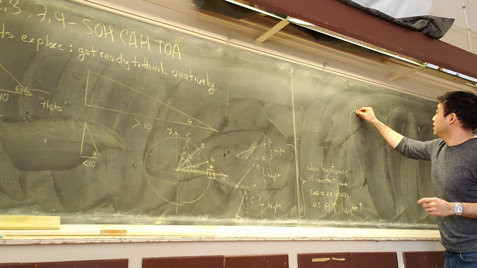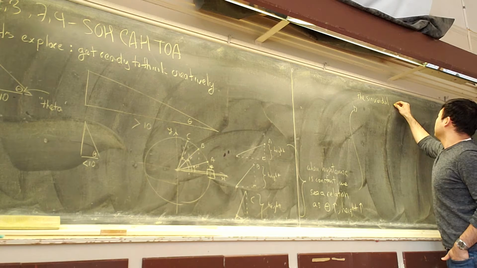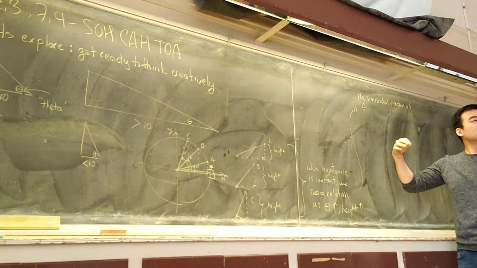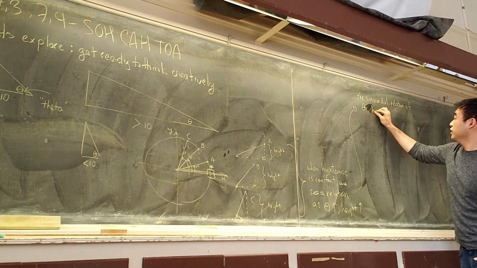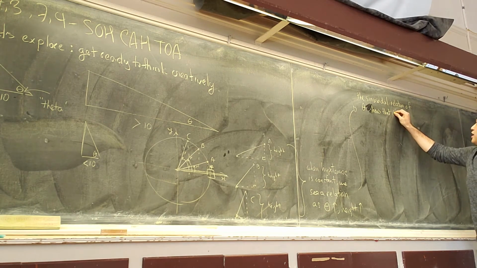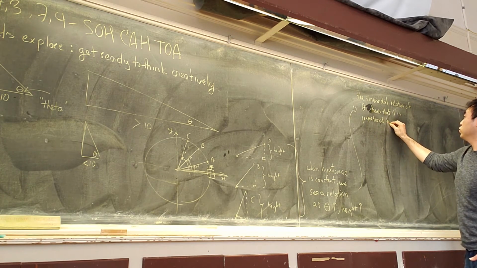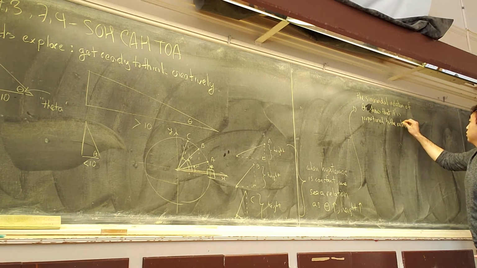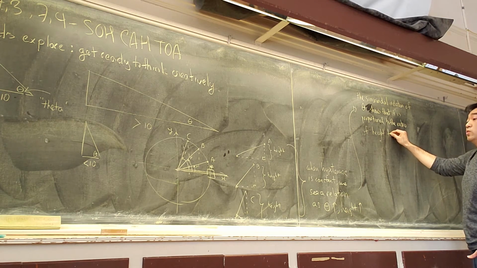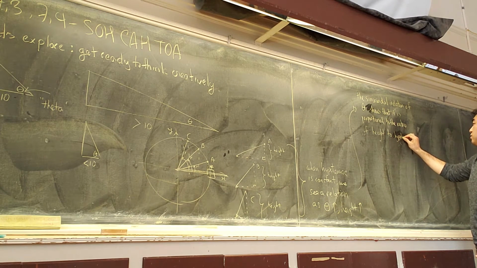Let me write that down. The sinusoidal relation of theta shows that it is proportional to the ratio of height to radius, or height to hypotenuse.